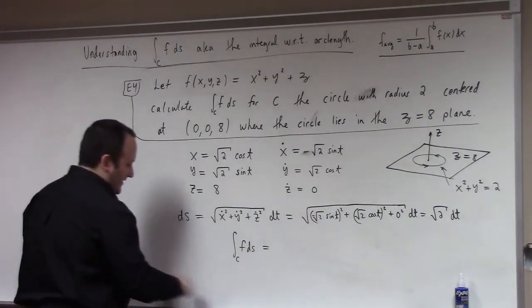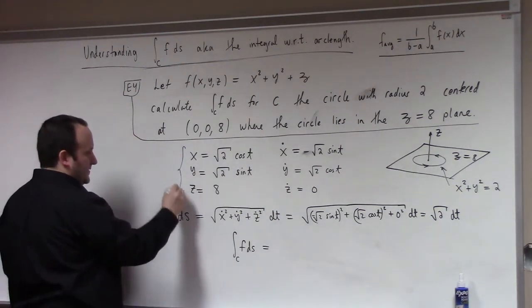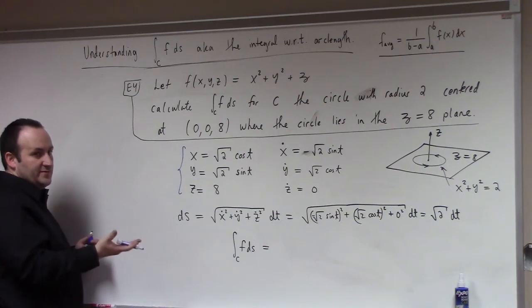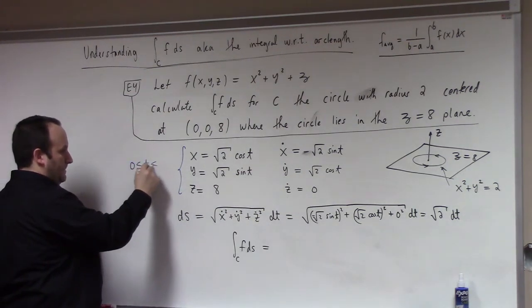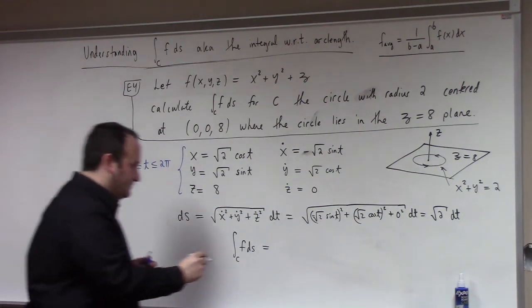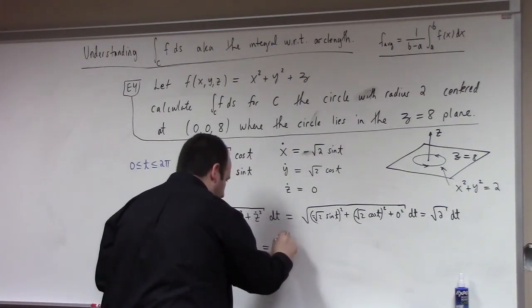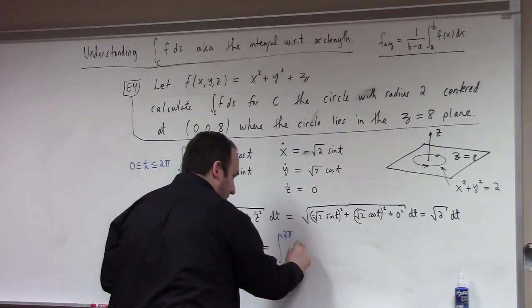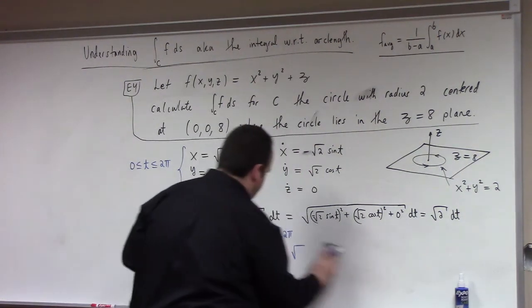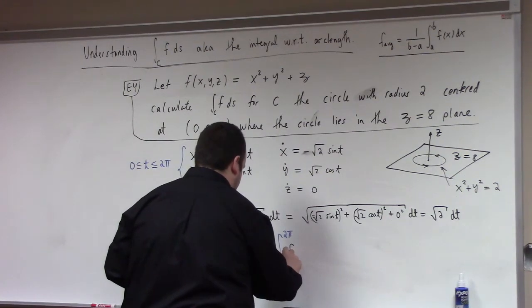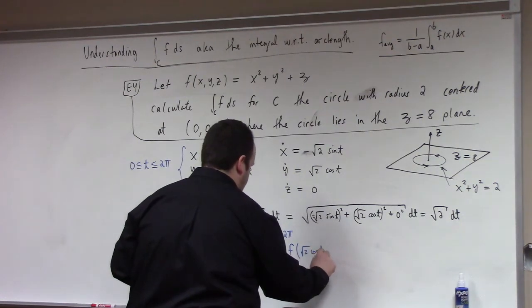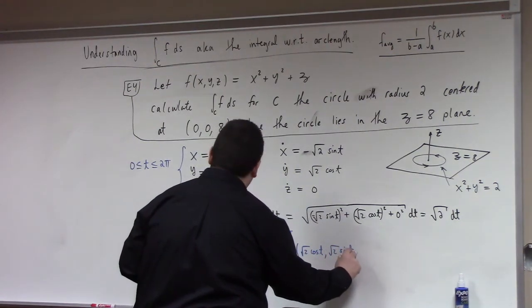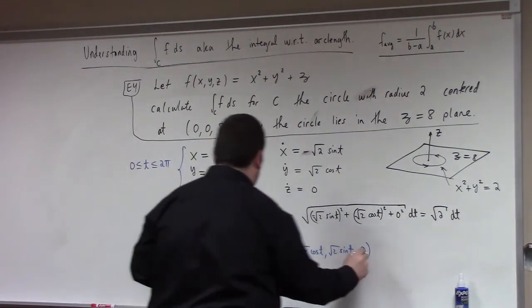One thing I neglected to say, I keep forgetting to emphasize this, is that in order to set up the integral, we have to declare the range of the parameters, right? So if I'm going for the whole circle, I better go what? So I should integrate from 0 to 2 pi of the square root of, and I need to calculate f too, right? So I'm supposed to take f of what? F of root 2 cosine t, root 2 sine t, and 8, right, times ds.